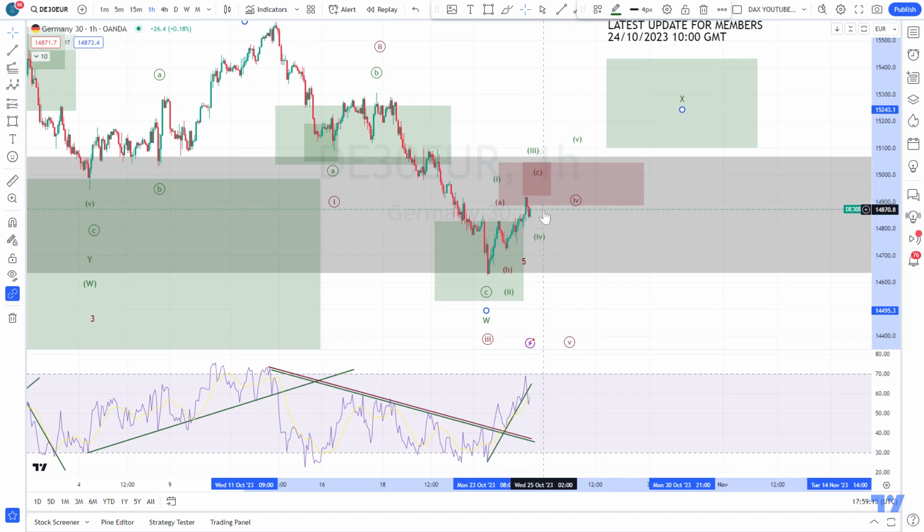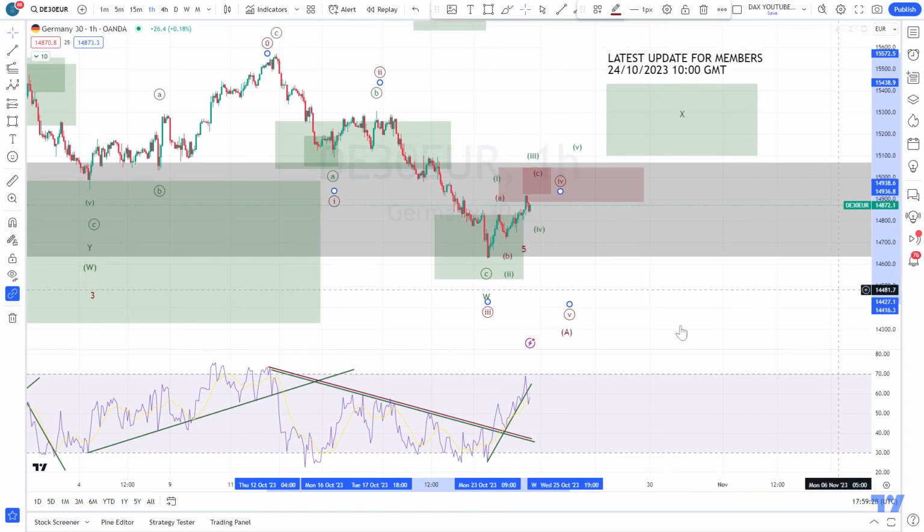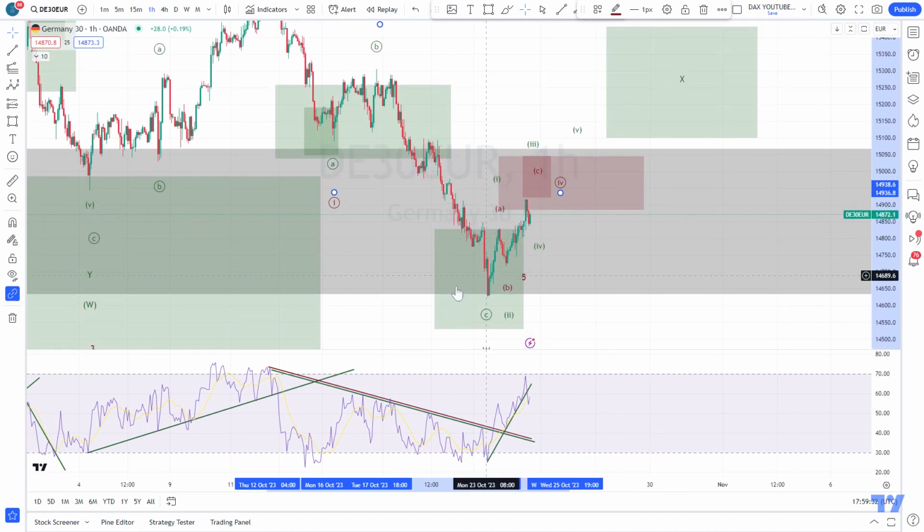But like I told you, this low does not need to hold. This can perfectly be a wave 4. So we can take out this low here as an impulse, 5 waves down. Then we have our wave A, and then we can see upside as a wave B.